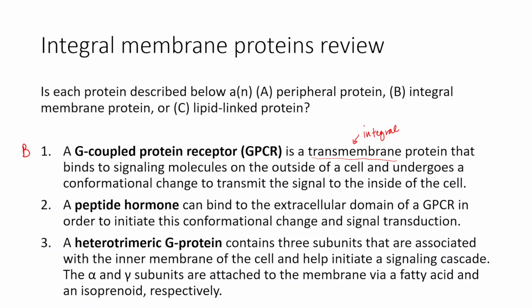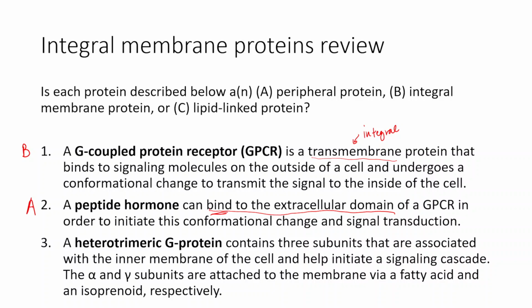So what about number 2? What kind of protein is a peptide hormone? Yeah, it's a peripheral protein. And how do you know that? Exactly. It's going to bind to the extracellular domain of another protein. So it is not itself sticking into the membrane. It's sticking to another protein that is stuck inside the membrane. So that's a very good hint that it is peripheral.